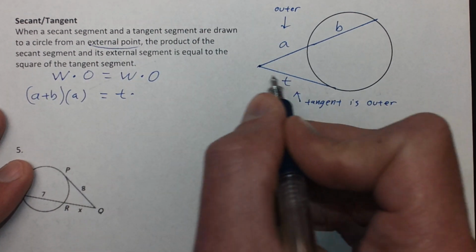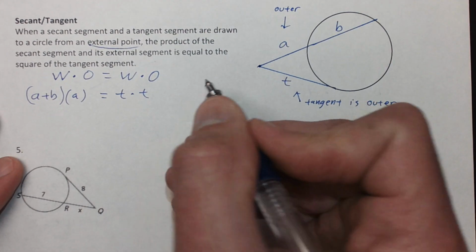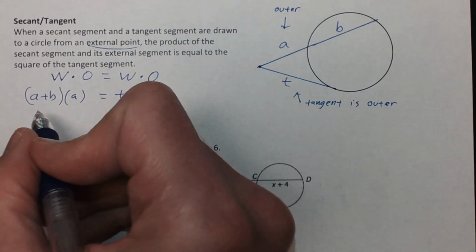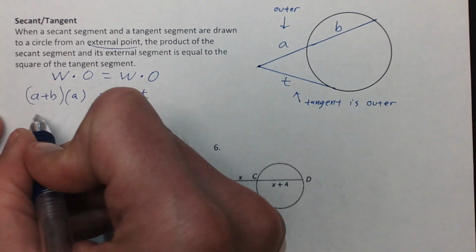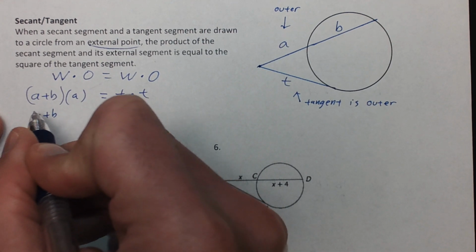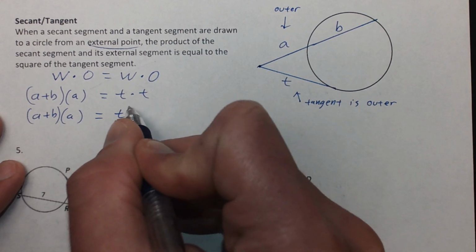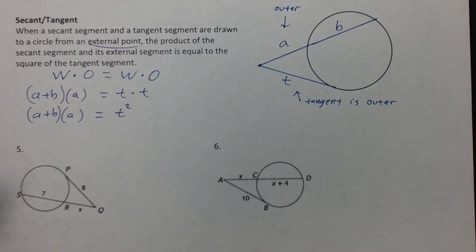What's the outer part? Same. They're both T. So it's T times T, which is why the formula says it's equal to the tangent squared. Okay, so A plus B times A is equal to the tangent squared.